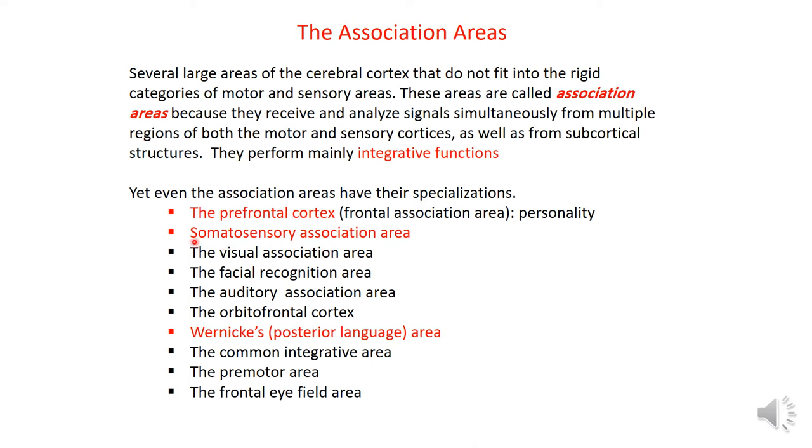If you have damage in this area, you have something called stereognosis. Stereognosis means you cannot identify the name of the object with closed eyes.